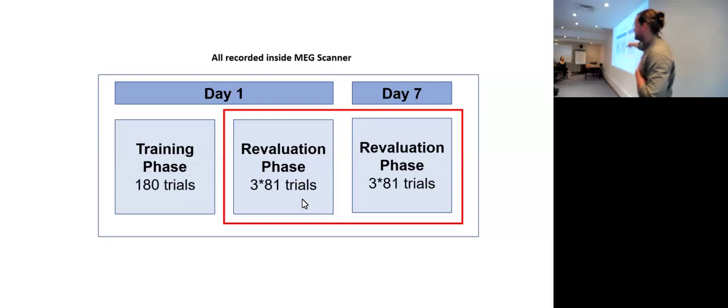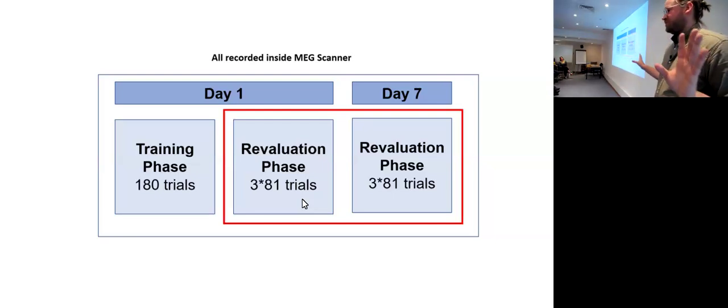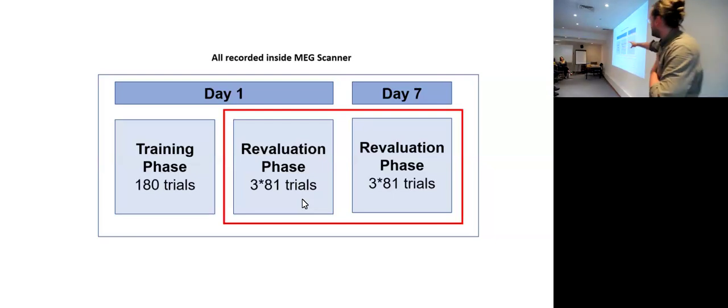And I should say, during the revaluation phase, on each day they do 3 times each of these 81 problems. So there's essentially 273 trials on each day, all of them without feedback. Furthermore, when they come back on day 7, they don't get any reminder of the sequence, nothing at all. It's like they just left, essentially.